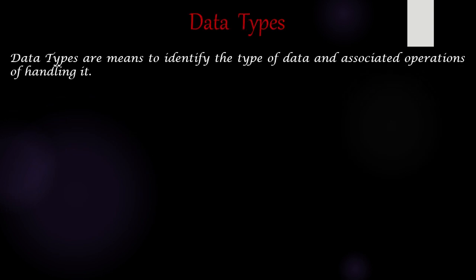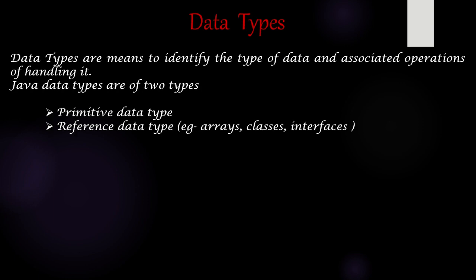Now let us have some information regarding data types. Data types are means to identify what type of data is being handled and the associated operations for handling it. In Java, there are primarily two types of data: primitive data types and reference data types. Reference data types we will not be going into details now. For now we will concentrate on the primitive data types.